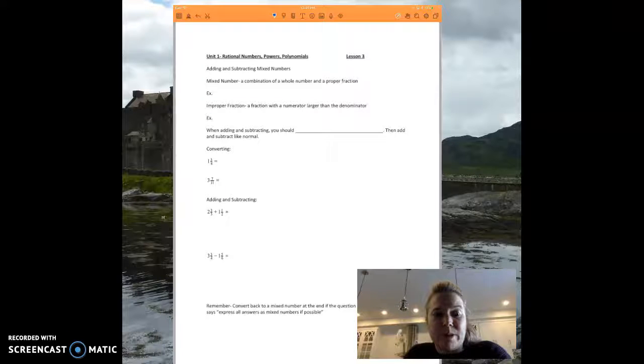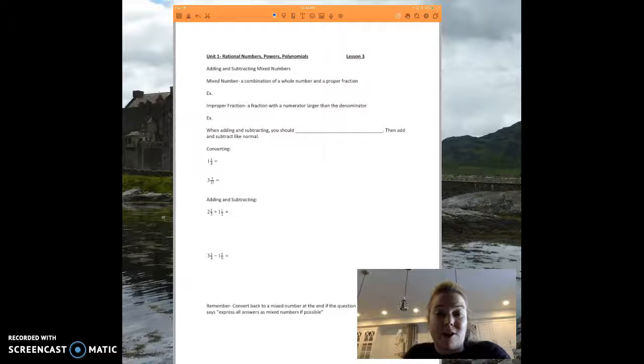Here we are at lesson 3 of unit 1. This is about adding and subtracting mixed numbers. So you'll recall in the last video we went over adding and subtracting fractions. Now we're just going to add one layer of complexity to it. We're going to be adding the idea that there are mixed numbers and improper fractions, as well as what we call a proper fraction.